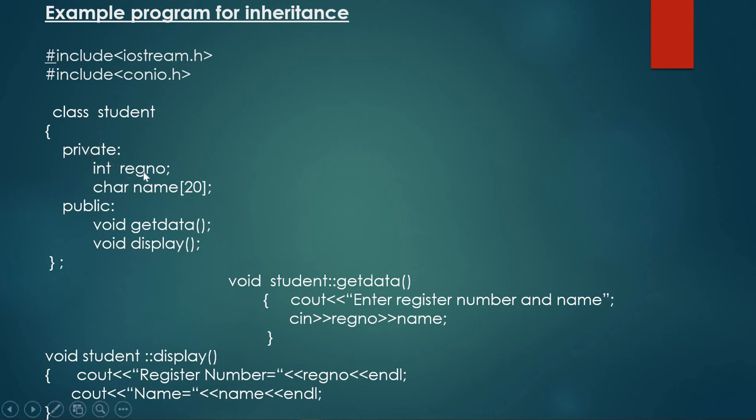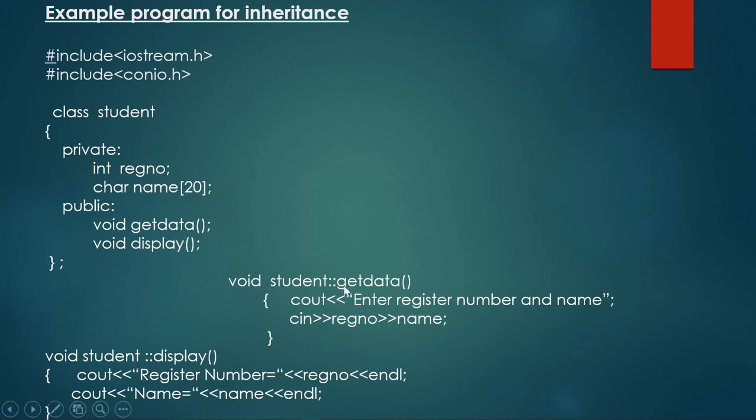Here, two private members are there, register number and name. In student class, data members are register number and name. Two member functions are there, get data and display. This is the class student.